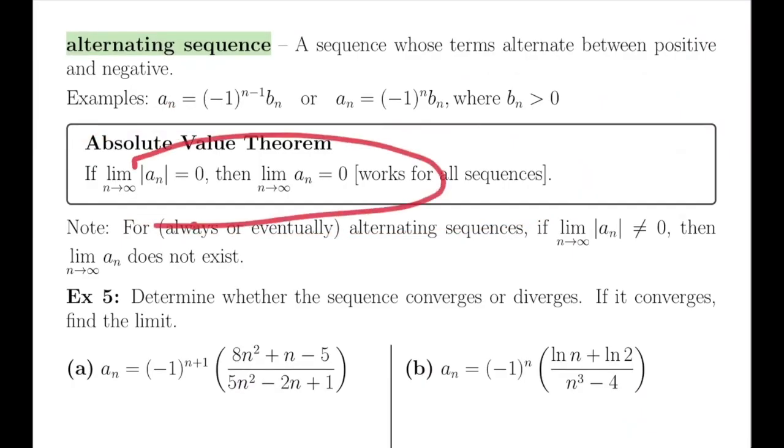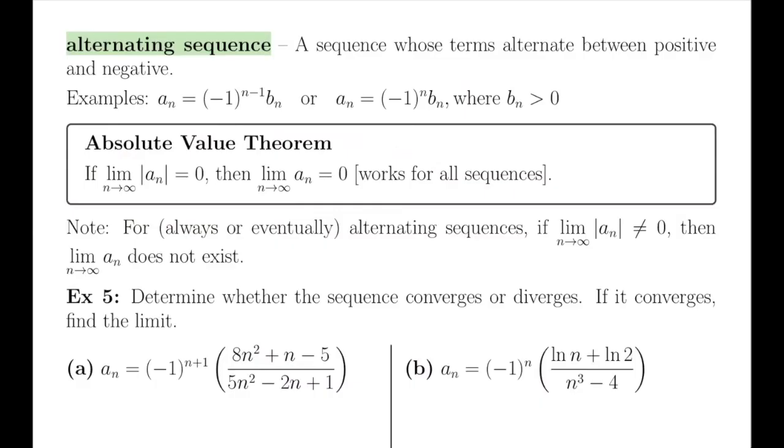Again, this works for all sequences. It can be a sequence with all positive terms, all negative terms, or some positive, some negative. But this note is only for alternating sequences, and it can be for sequences that are strictly alternating, like one term's positive, the next term's negative, the next term's positive, strictly alternating between positive and negative. Or it can be a sequence that maybe initially isn't alternating, but eventually becomes alternating.